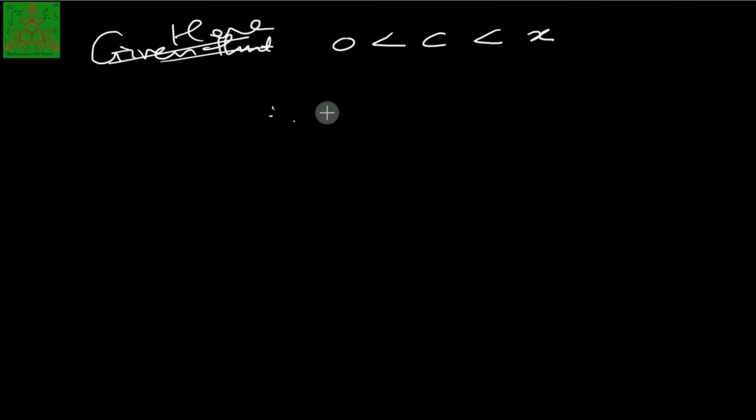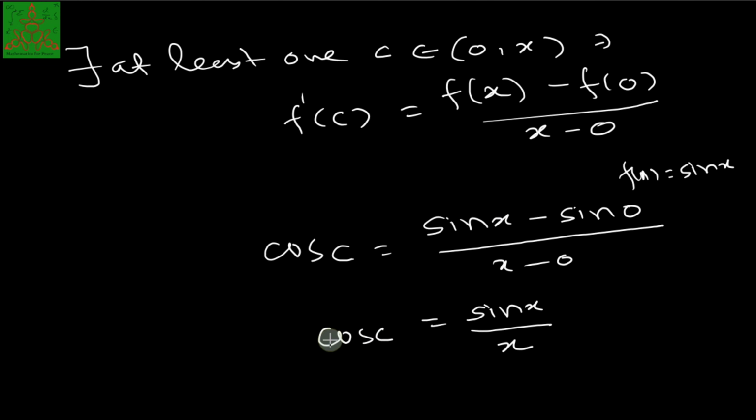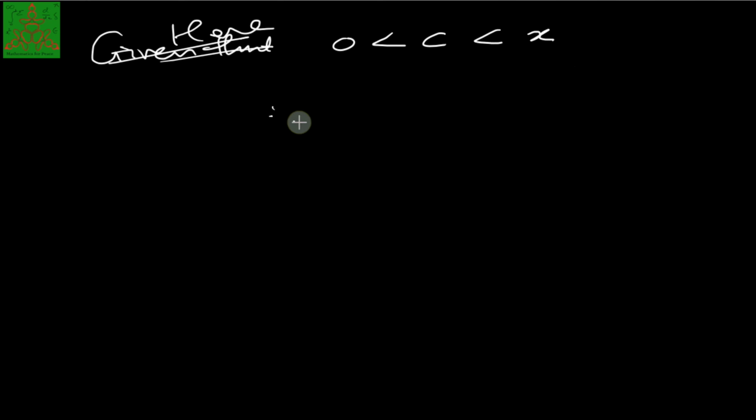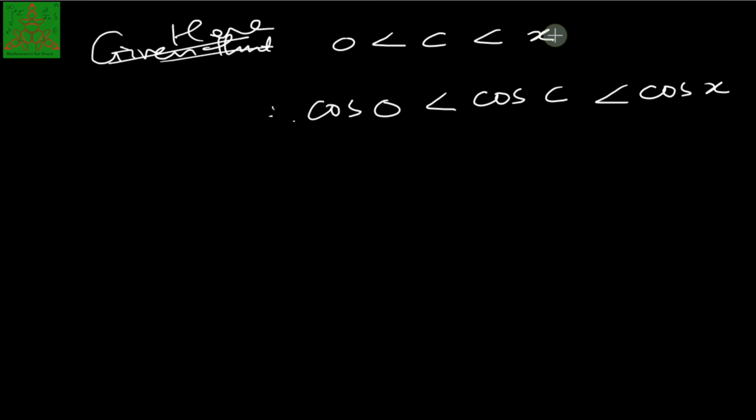Given that 0 less than c less than x, here we have this. Now I have to make this cos c, so I can use this quantity. I apply cos on both sides. Cos 0 is less than cos c is less than cos x. See, this x is for any x between 0 to pi by 2, the cos function is positive, so there is no problem with the sign change.